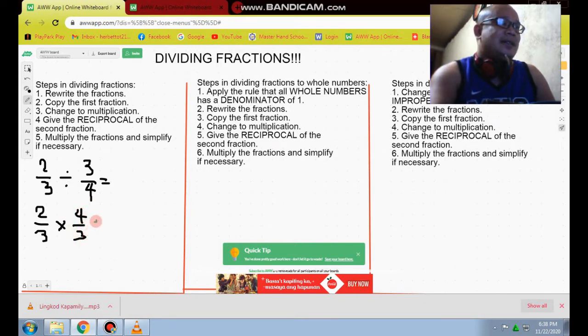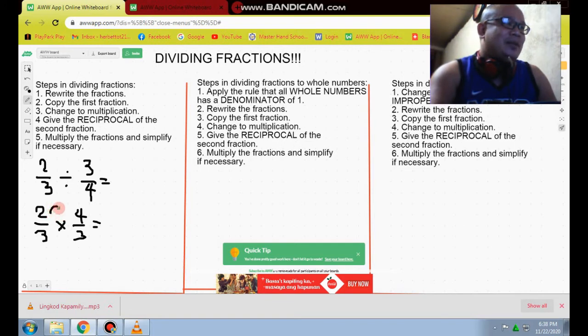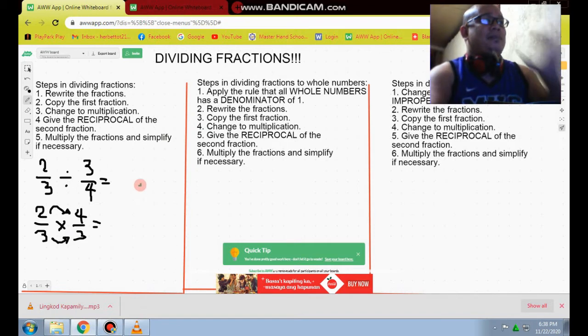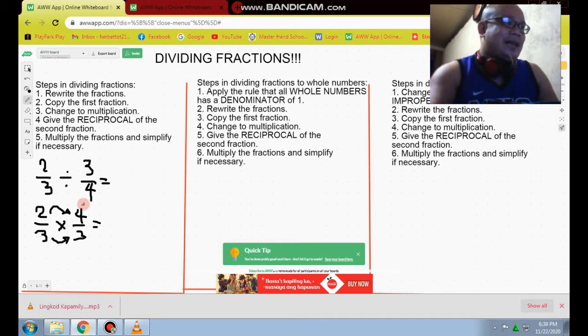Ayan, so yan yung reciprocal ng 3/4, right? Then the last is multiply the fractions. So paano ba tayo nag-multiply ng fractions? So numerator to numerator, then denominator to denominator. Alright? Okay? Then the last step is multiply the fractions and simplify if necessary. So reduce to lowest term or give the simplest form. Alright? Sige, try na natin.